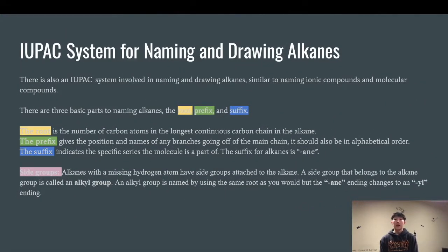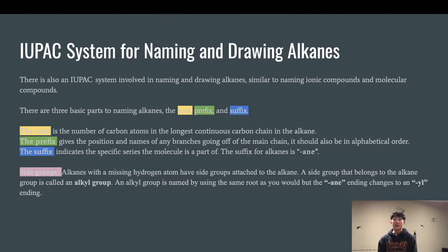Now on to the IUPAC system for naming and drawing alkanes. So there are four basic parts to naming and drawing alkanes. The first part is the root, and the root is just the longest chain of carbon atoms in the alkane. So for example, in this model there are 1, 2, 3, 4, 5, which is the longest carbon atom chain in the alkane, which is the root.